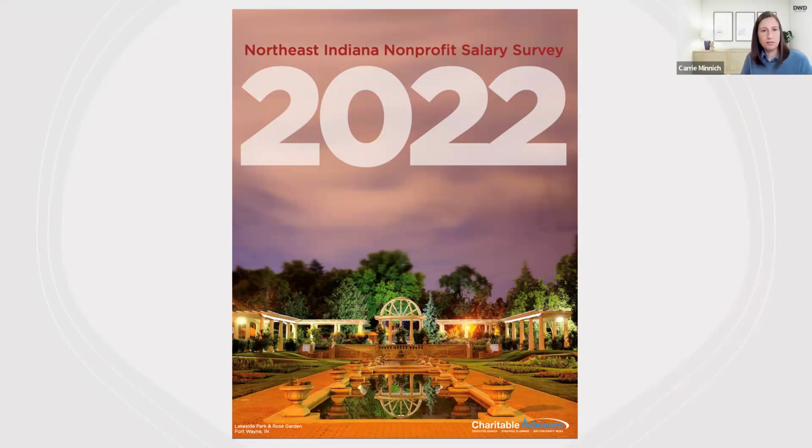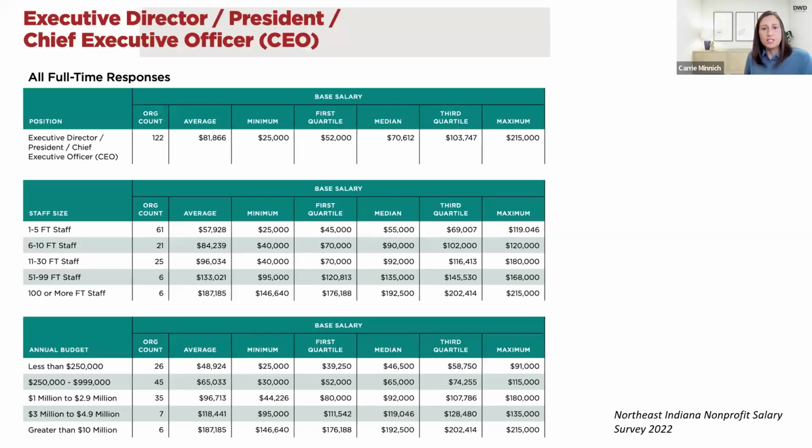You can go online and Google this and it will come up, and I can also send you a link as well. So you can see this is a page from the Northeast Indiana Nonprofit Salary Survey for the executive director, president, CEO, whatever you call them, your top person managing your everyday operations. And you can see here the base salary, where the top line is the average minimum of all of the organizations that responded. And then you can also see the base salary by staff size and by budget.